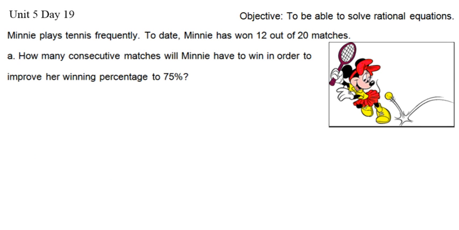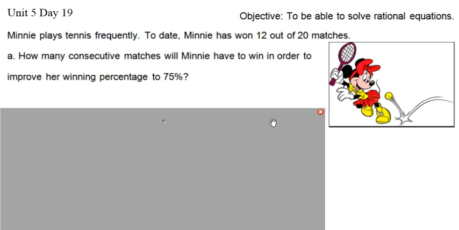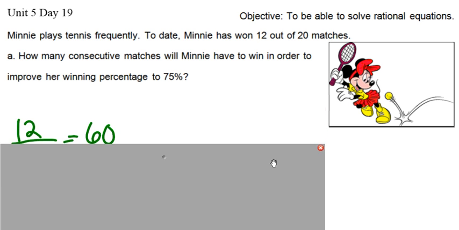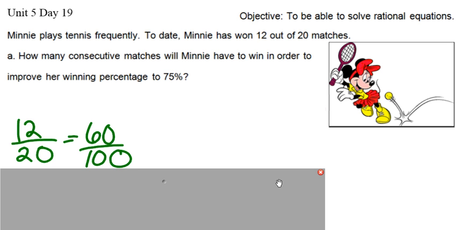Let's take a look at another scenario. Minnie plays tennis frequently. To date, Minnie has won 12 out of 20 matches. How many consecutive matches will Minnie have to win in order to improve her winning percentage to 75%? Whenever we're presented with scenarios, again, we should ask ourselves, what do we know? Right now we know Minnie has won 12 out of 20 matches. Well, by winning 12 out of 20 matches, what percentage is that? Well, that would be 60%. So she wants to improve her winning percentage to 75%.